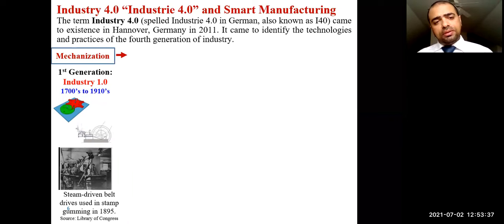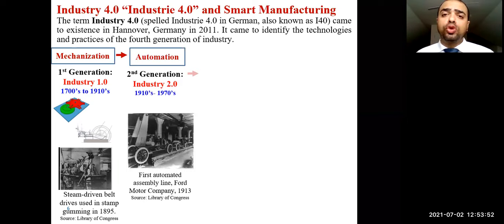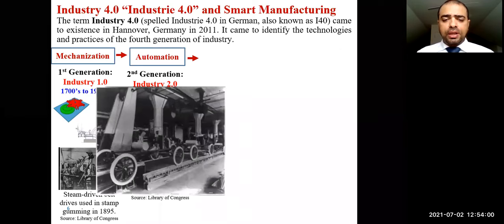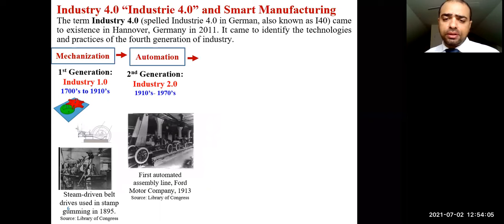Then after that, from the beginning of the 20th century until about the 1970s, was Industry 2.0. If there is one word that describes it, it would be automation. The word automation is actually old. It was used from the beginning of the 20th century. For instance, here, this is the Ford factory, and as you see, it has the first automated assembly line. That was in 1913. So this is Industry 2.0.